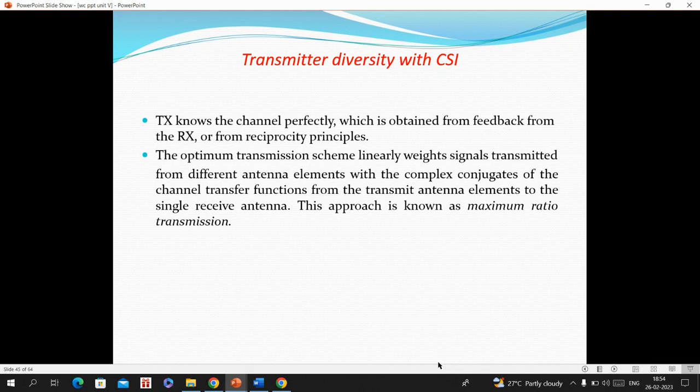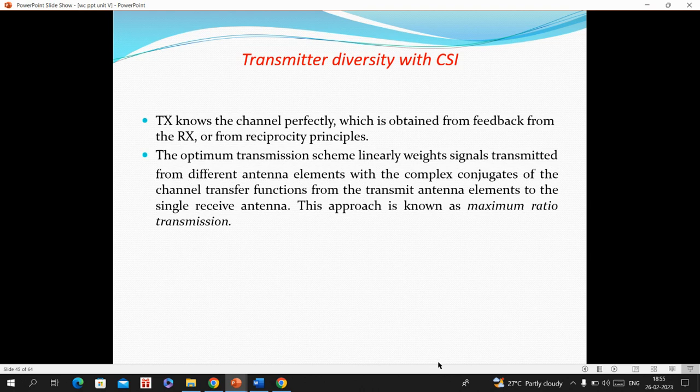In the previous lecture, we discussed what transmitter diversity is. Transmitter diversity means we have n transmitting antennas and one receiving antenna. We transmit multiple copies of the same information at the transmitting end, and one receiver receives the signal, from which we extract the original information using such diversity schemes.